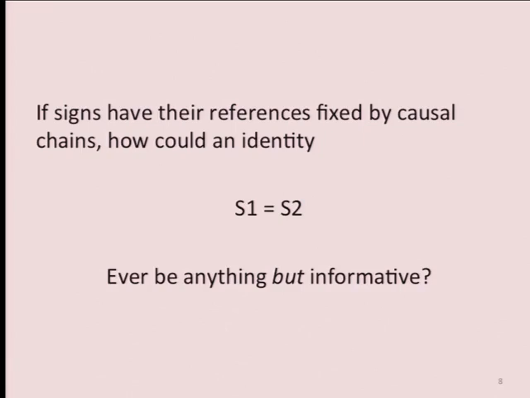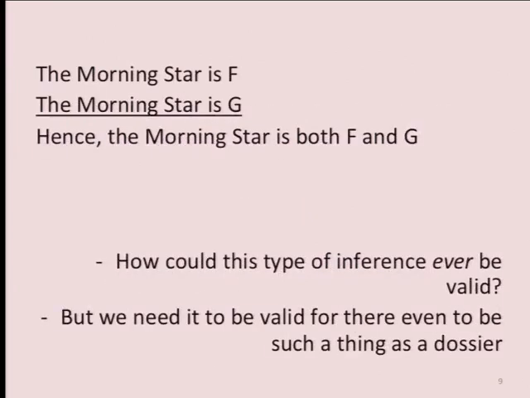It's not all that puzzling, once you make the distinction between, good, okay. Let me try this. When you have inferences like this, the morning star is F and the morning star is G, then the morning star is both F and G, right? If these identities are informative, then it looks like you're always going to need an extra premise here.